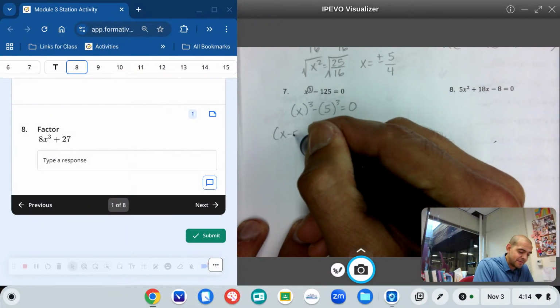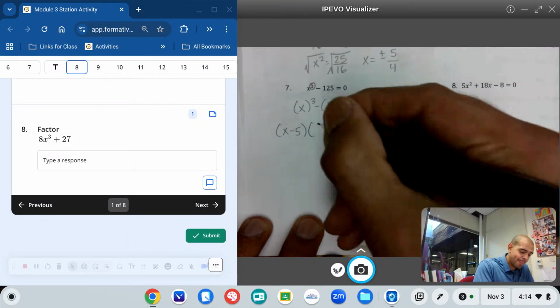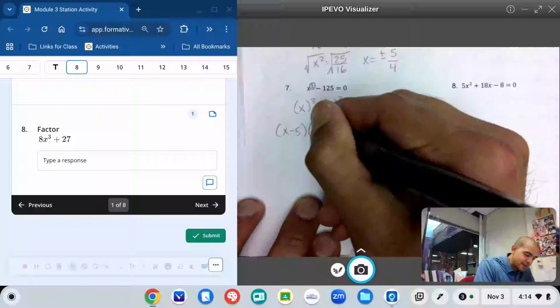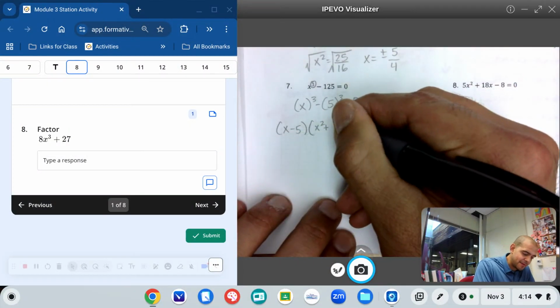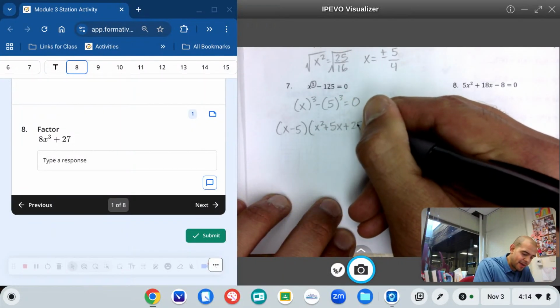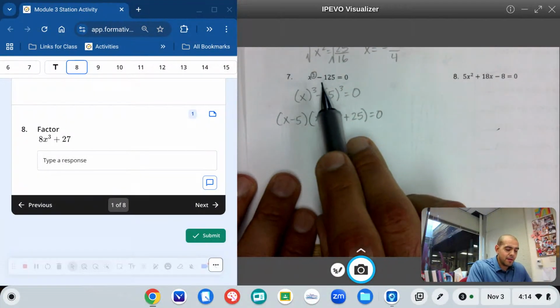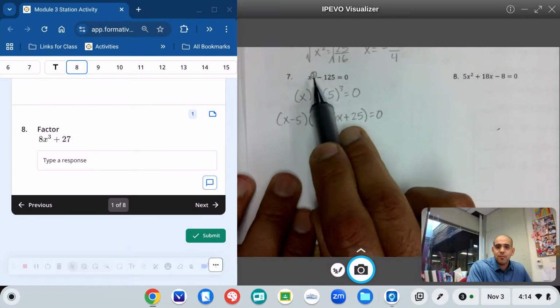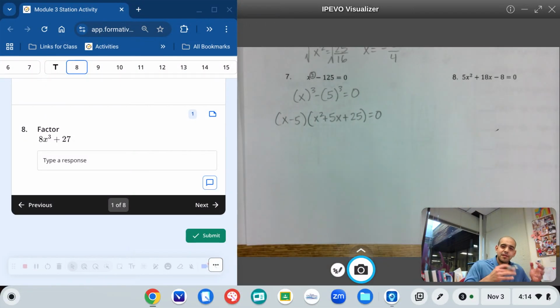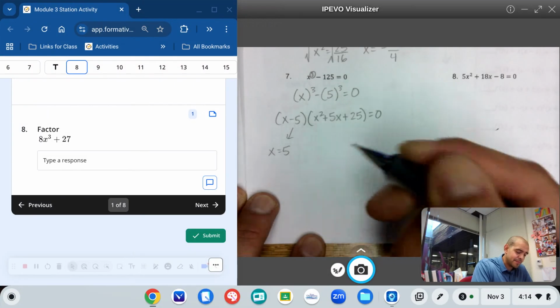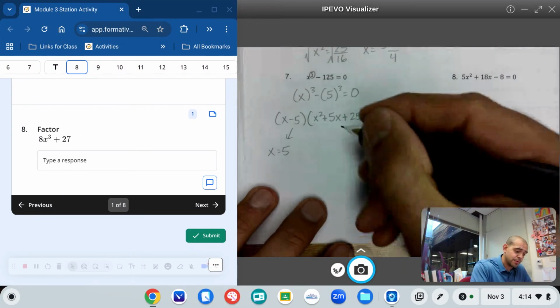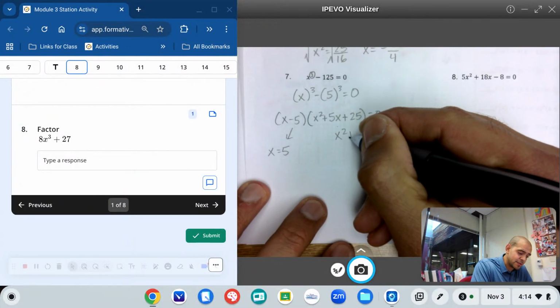So I have x minus 5 times x squared plus 5x plus 25 equals 0. Now, because this is equal to 0 and we're in third degree, there are 3 roots. If you solved it the other way, you would only get 1 root. Where are the other 2 roots? That's what we're finding. When we set this factor equal to 0, x equals 5. That's your first root, and your other 2 roots are the solutions to this quadratic.